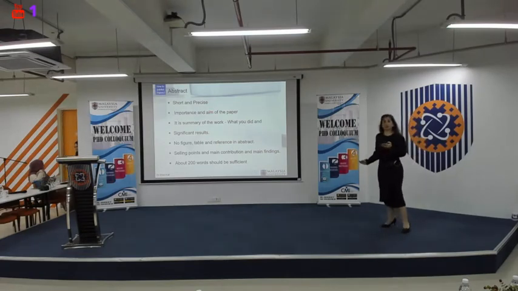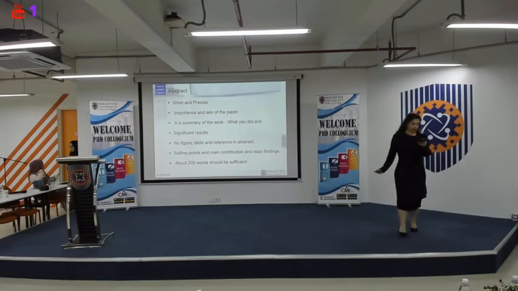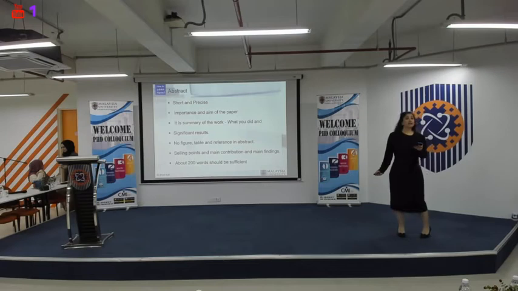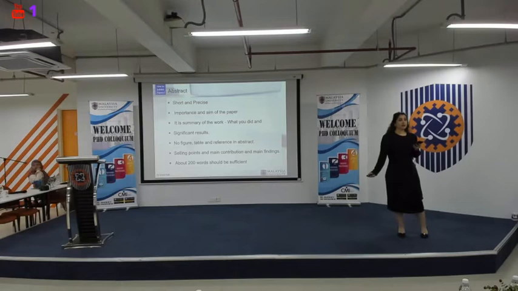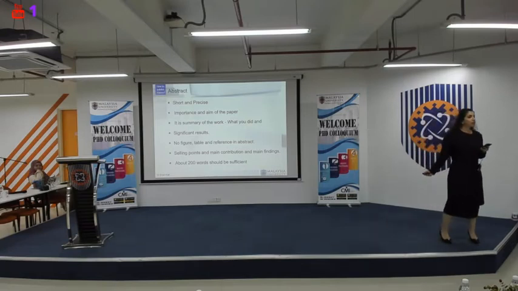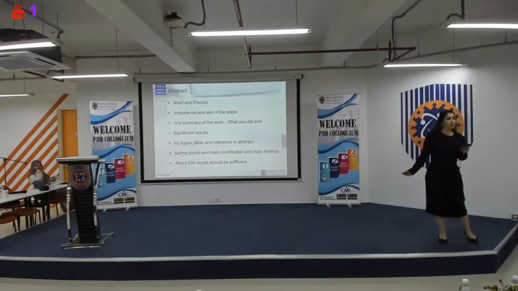The importance and aim of the paper should be highlighted in the abstract. It is a summary of the work. You should highlight the most significant results. Okay? Because you have many results, but one of your results is very significant. Am I right? So usually, in the abstract, we do not put any references. We don't put any figures, no tables. And your abstract is a selling point.